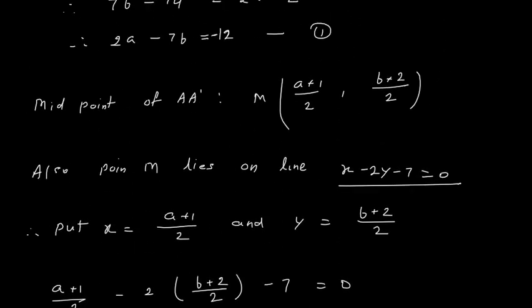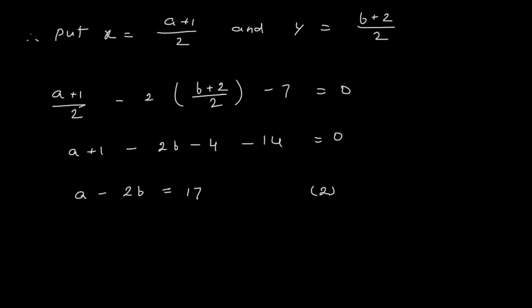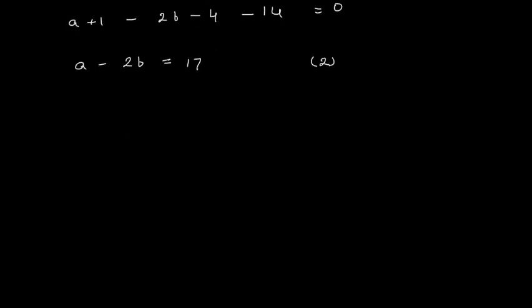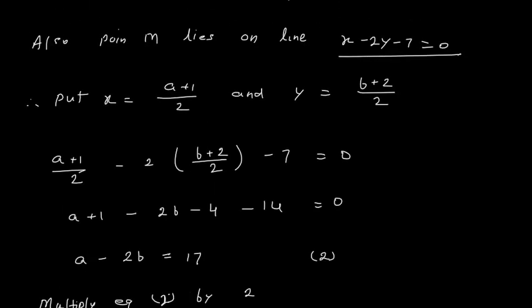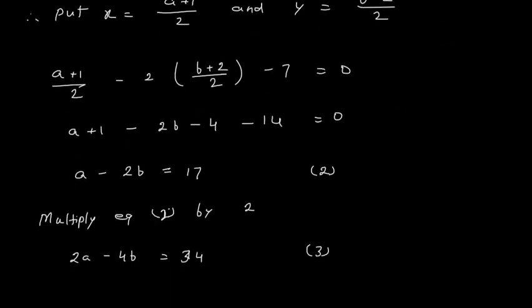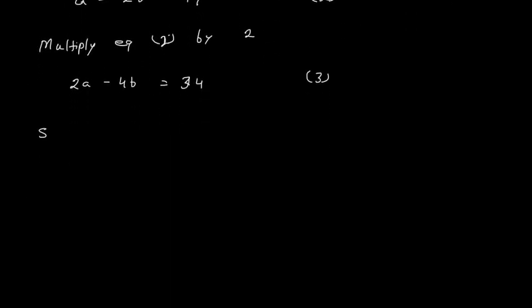So now what we will do, here it is 2a and here it is a. So I will multiply equation 2 by 2. So multiply equation 2 by 2: 2a minus 4b equal to 34. This is equation 3. And now I will subtract equation 1 from equation 3.